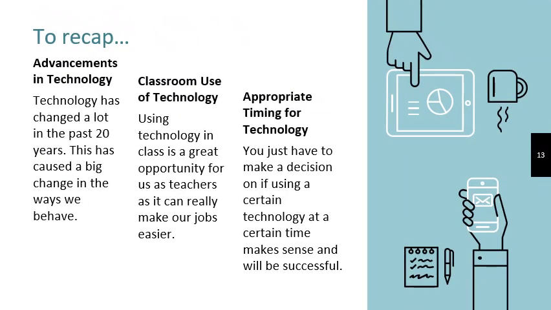All right, so here's a quick recap of what we've talked about. First, we started off with how technology has changed in the last 20 or so years and how that has caused us to have to change the way we behave and the way we teach and the way we behave in private and public, in the classroom and out of the classroom. Then we talked about how to use technology in the classroom and how that is both a benefit and to avoid having to deal with distractions. And then also we talked about how to decide whether or not you should use technology in certain situations.